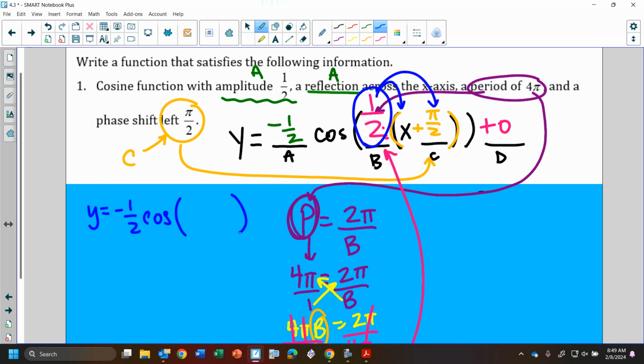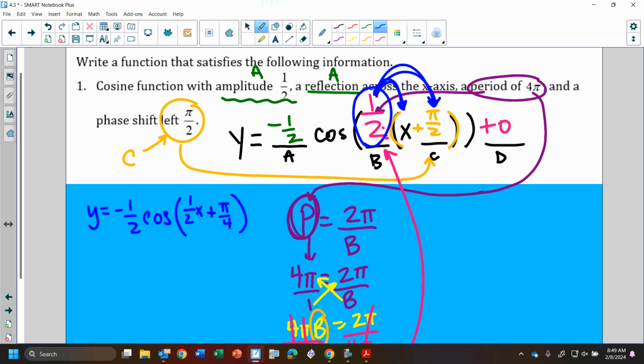Survey says, what do we think is going to be inside those parentheses? What's 1/2 times x? 1/2 x. X over 2 is also okay. What's 1/2 times a pi over 2? Pi over 4. Multiply the tops together is pi, multiply the bottoms together is 4. Stays the plus sign. And then you can drop off your plus 0 if you want. Okay, math?